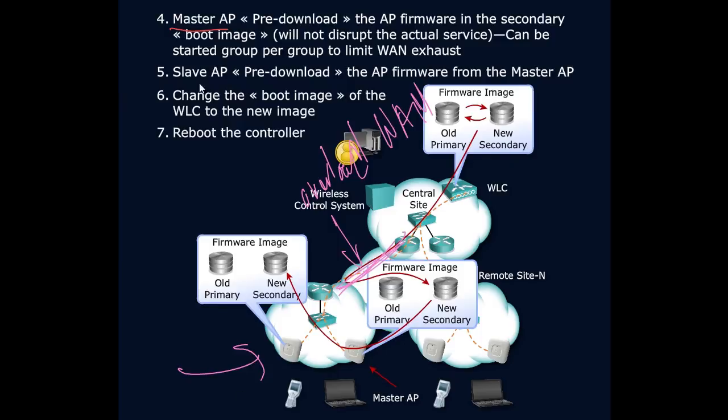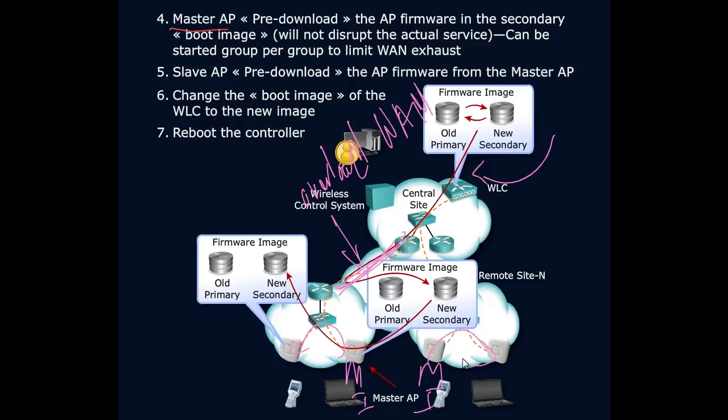All right, so next up, slave APs are going to pre-download the information and the AP firmware from the master AP. Okay, so what is this going to look like? The master AP now is going to start giving the slave APs the image. So again, from the top, even though we're on step 5, let's take it from the top. We downloaded one to the wireless controller. The wireless controller picked a master of each group. The master of each group then downloaded the image. Then the image from the master is being moved over to the slave APs.